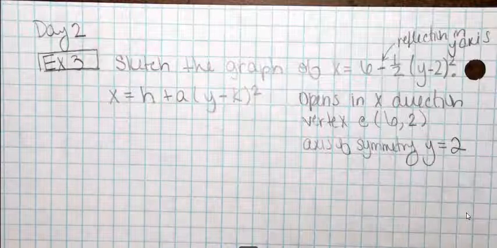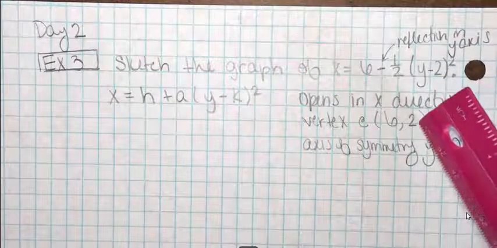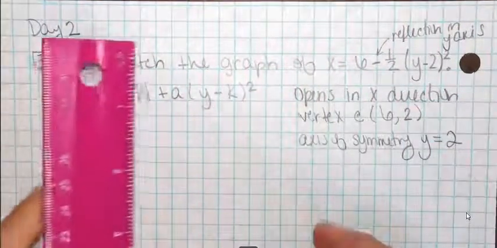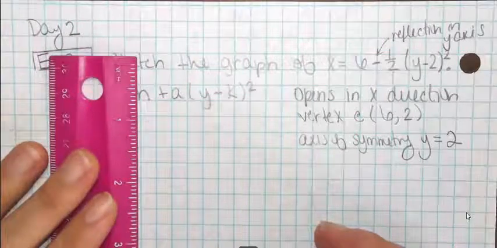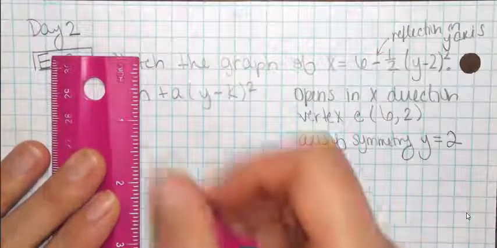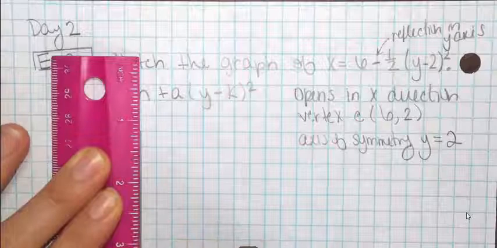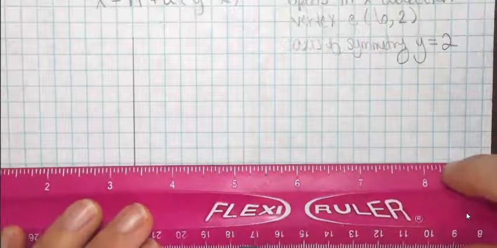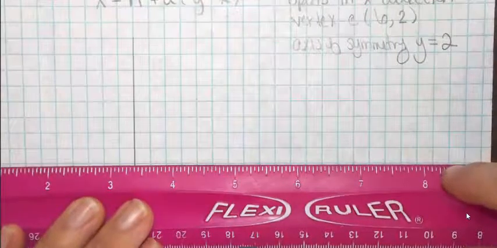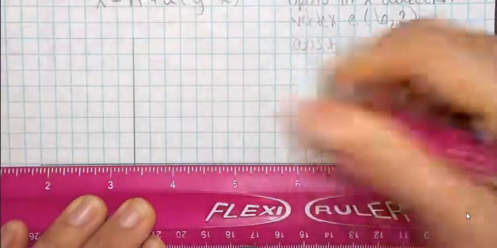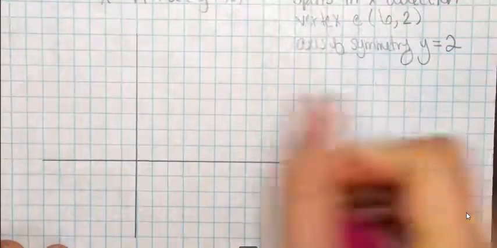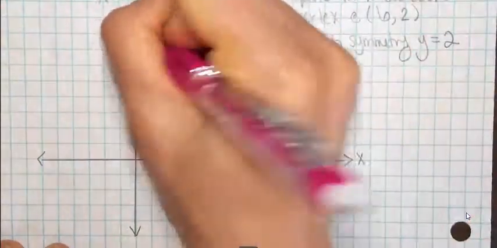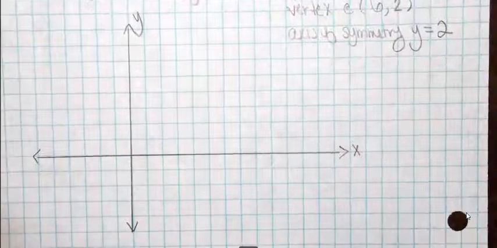Okay, and then I'm going to just start graphing this. So again, my vertex is at 6, 2, but that's pretty much as far right as I'm going to have to go because it's going to open to the left. So the first thing I'm going to do is I'm going to graph the vertex.